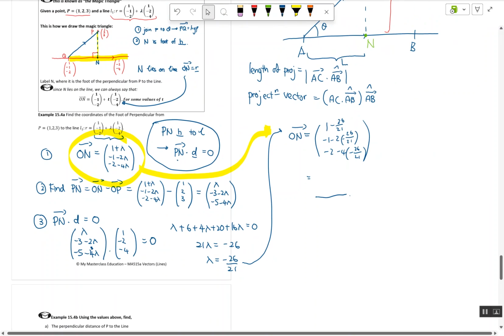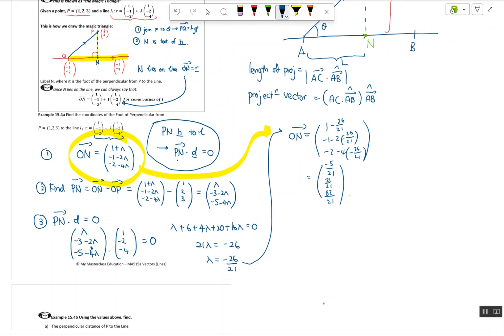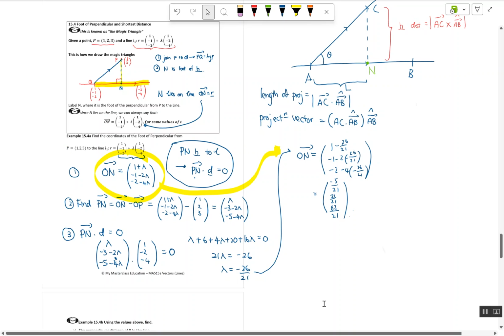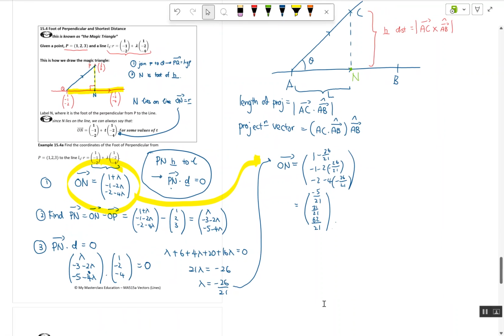Okay, so give me a while, let me work it out. After working out, you are going to get this fraction. So ON is the foot of the perpendicular. So this is how usually we find the foot of the perpendicular. Remember, step 1 is if n is on the line, then this is the most crucial step: ON is equals to the equation of the line. Put it out in one bracket.